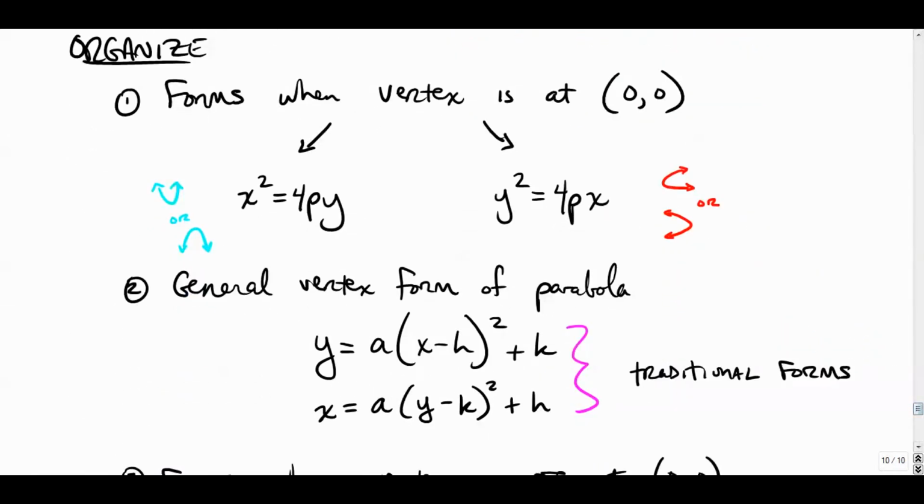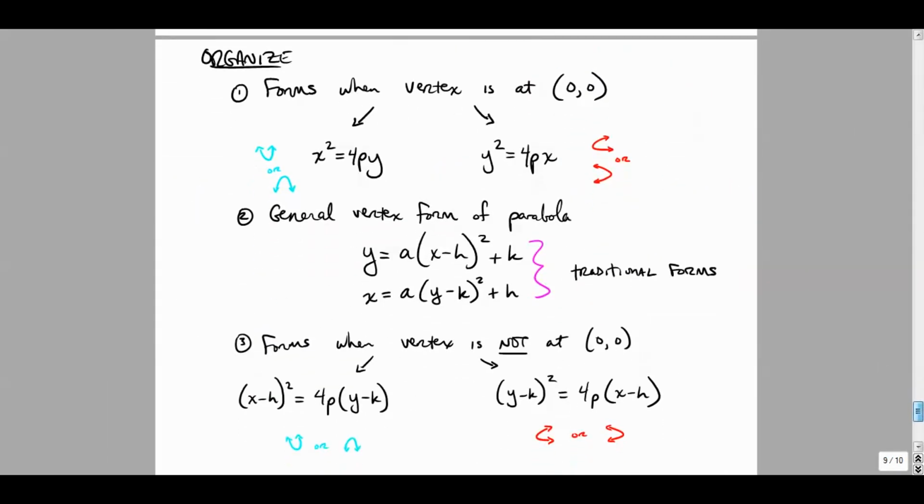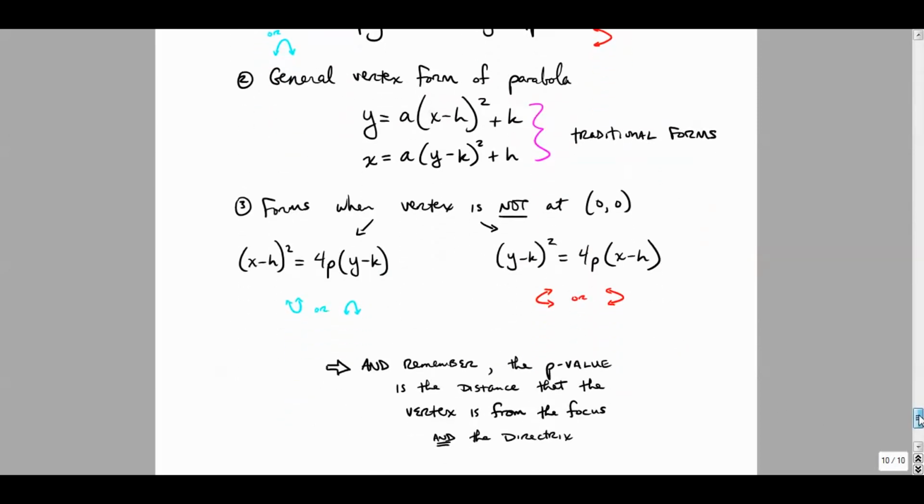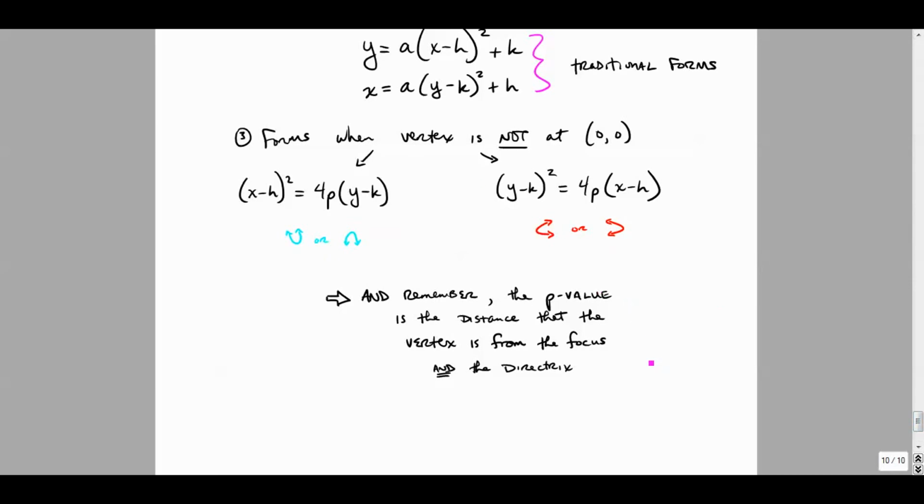You know what I like to do at the end of all this stuff, this is the last installment in our Parabola series. I like to organize my thoughts, and if you want to pause this and write all this down, this is the summary of the notes that you need. It gives you the vertex forms, the p-value equations, the traditional forms of the parabolas in vertex form. It gives you the forms when the vertex is not at the origin, and this right here is important too. The p-value is the distance the vertex is from the focus and the directrix. So that wraps up part 3 of our Parabola series. Moving forward, we're going to touch on what an ellipse is and a hyperbola as well.